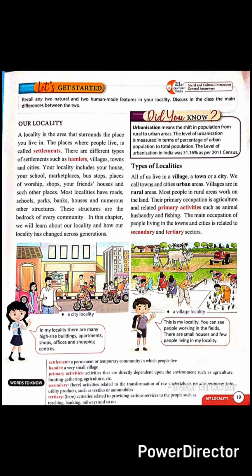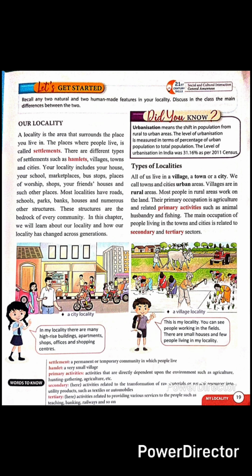Now, look at the picture. On the left side, a girl is standing, and on the right side, a boy is standing. And there are two pictures. On the left side: in my locality, there are many high-rise buildings, apartments, shops, offices, and shopping centers. On the right side: this is my locality. You can see people working in the fields. There are small houses and few people living in my locality. So the left picture is a picture of a city and the right side picture is a picture of a village.